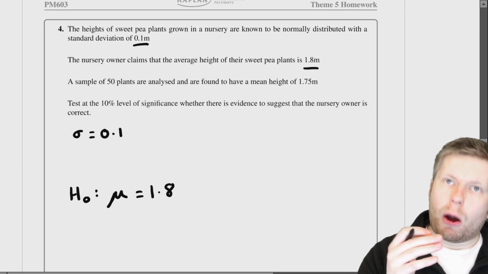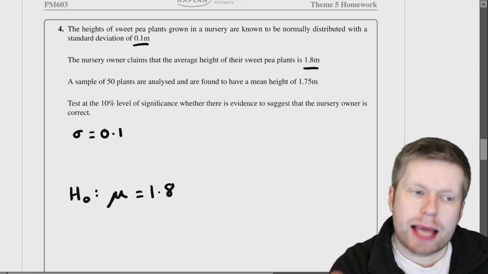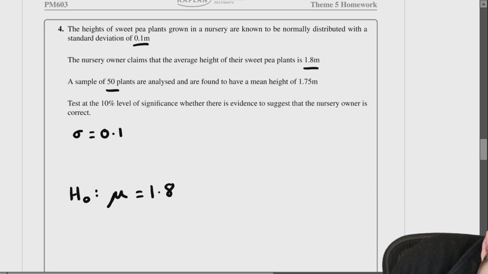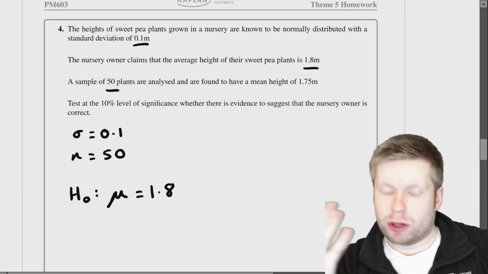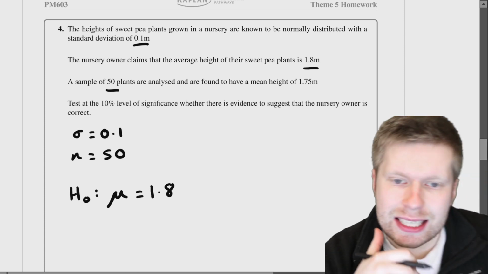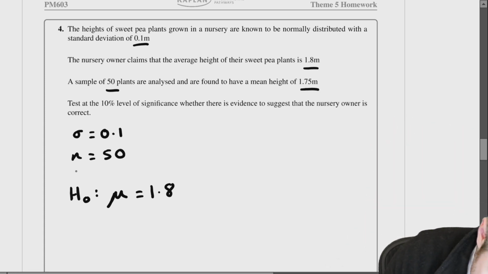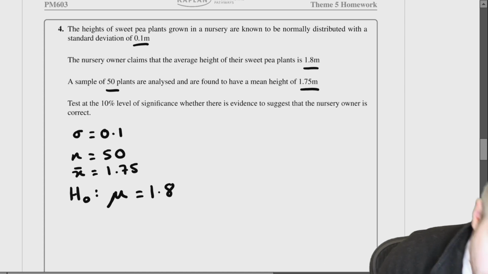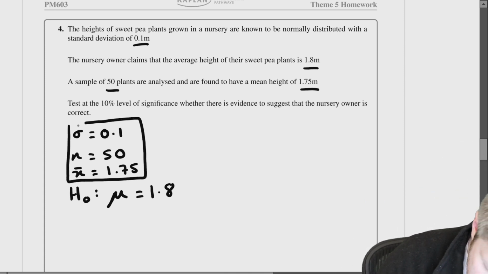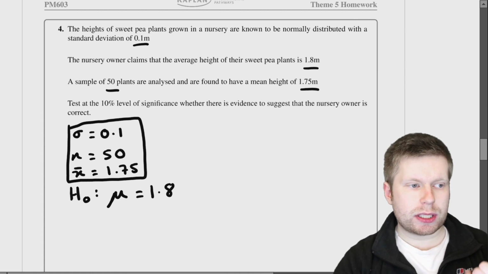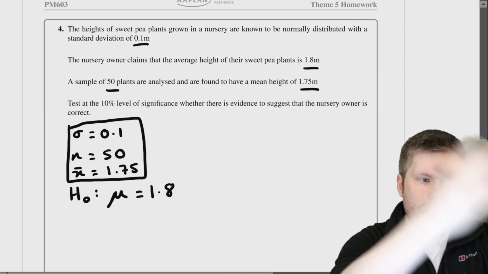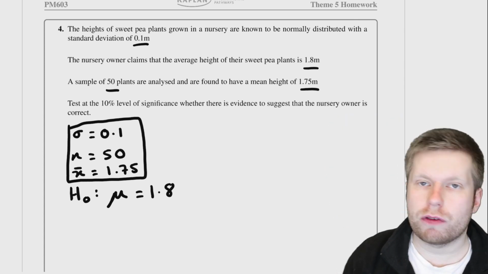Now, we need some sample data in order to test this claim. So we go out, we collect 50 plants, so I write down n equals 50 as my sample size. That's analysed, and we find that the average height of our sample is 1.75 meters. So I write down x bar equals 1.75. Fantastic. So this here is our sample data. We've got sample mean 1.75, sample size of 50, and we can use the population standard deviation of 0.1.